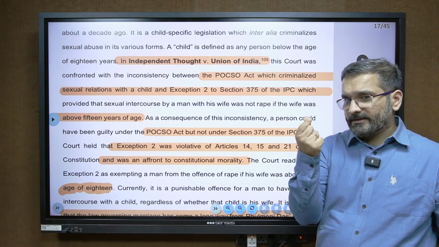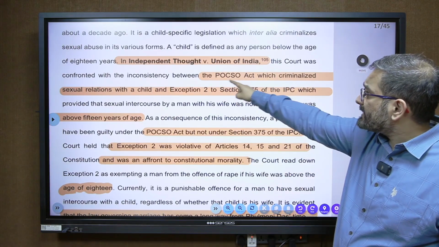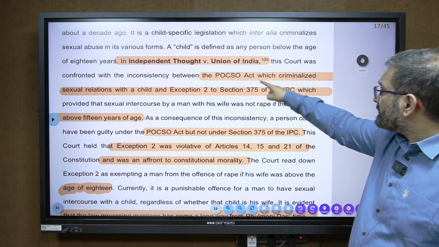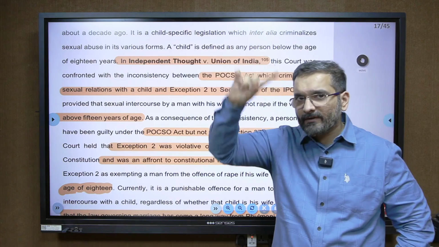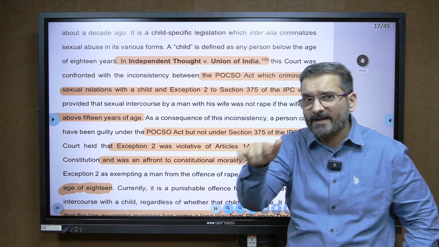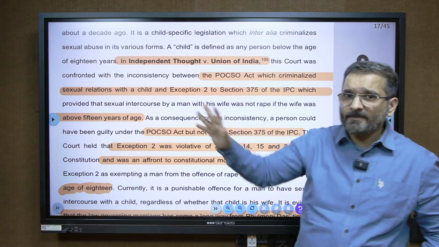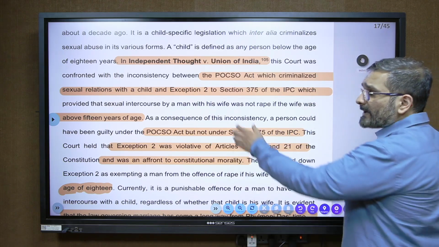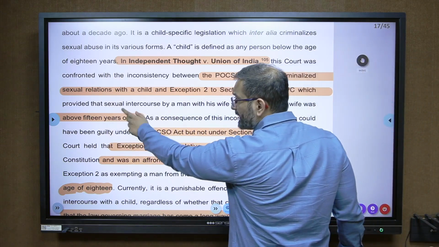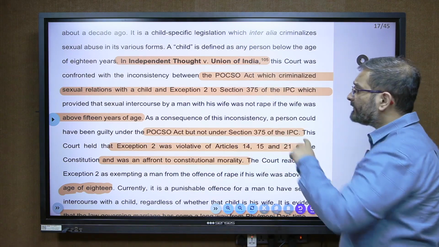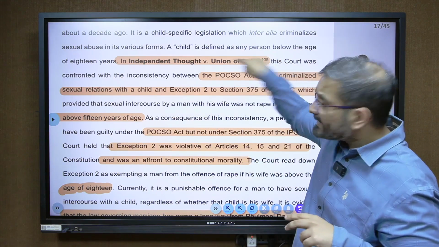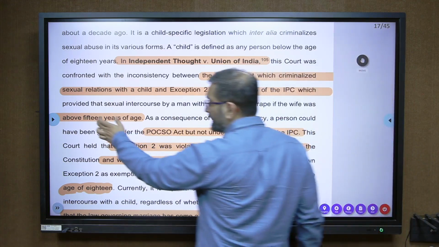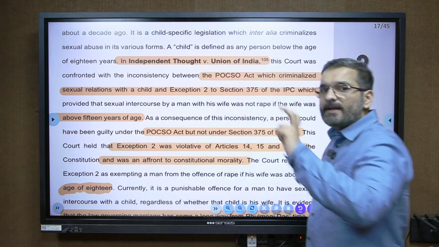Basically the case was all about the inconsistency between the POCSO Act, which criminalized sexual relations with a child, and exception 2 of section 375 of the IPC as it exists today, IPC 1860, भारतीय न्याय संहिता, तो बाद में सेक्शन नंबर चेंज हो जाएगा. तो एक्सेप्शन 2 के अंदर लिखा हुआ था कि sexual intercourse by a man with his wife was not rape if the wife was above 15 years of age. So by this judgment the word 15 now has to be read as 18.